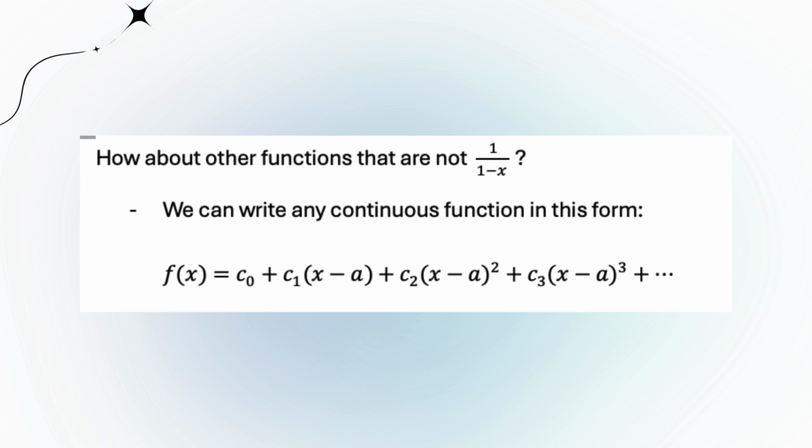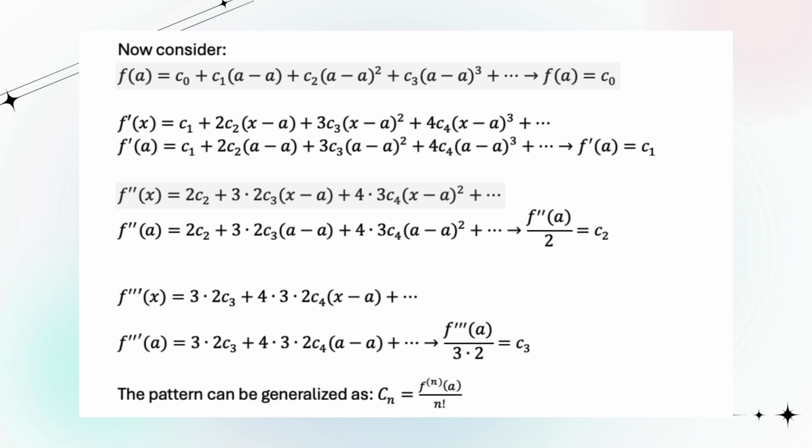How about other functions that are not 1 over (1 minus x)? We can write any continuous function in this form: f of x equals c naught plus c1 times (x minus a) plus c2 times (x minus a) squared, and so on. Now, consider evaluating this function and its derivative at x equals a. When we plug in x equals a into f of x, all the terms with x minus a disappear except the first one. So f of a equals c naught.